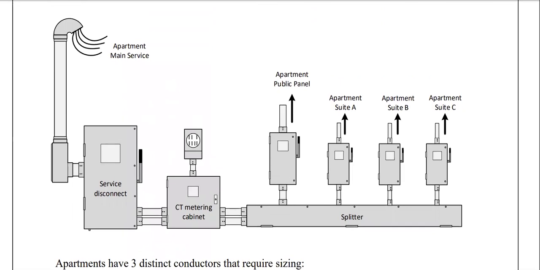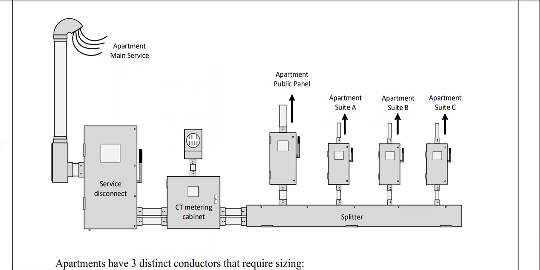Now, it's important for us to realize that an apartment will have three distinct conductors that require sizing. And that's important for us to be aware of because the code itself does not explicitly make this brutally clear. It takes a little bit of know-how to see where that division takes place within the rules.